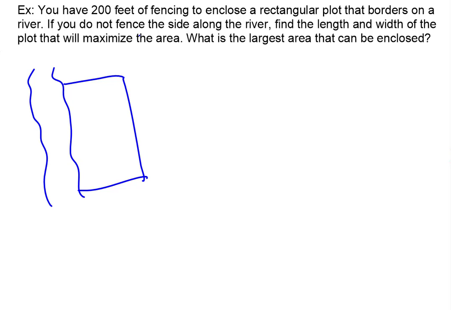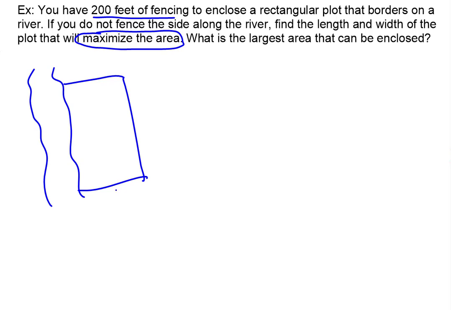If you do not fence the side along the river, okay, find the length and the width of the plot that will maximize the area. Okay, there is our key phrase. We want to maximize the area, and then what is the largest area that can be enclosed? Well, let's first label this diagram according to what was said. We know we only have 200 feet of fencing total, so we could come up with some labels to help put that together. Any rectangle will have opposite sides equal.